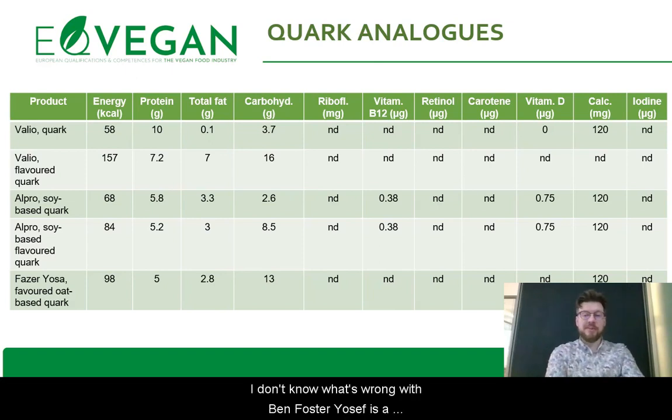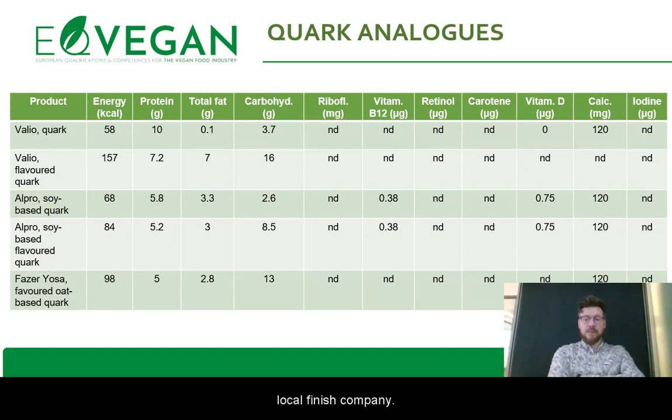And the lowest row is then Fazer-Josa. Fazer is a local Finnish company that has quite a varied repertoire of foods in production, but they also do an oat-based quark. This has a nice comparison for the soy-based products.